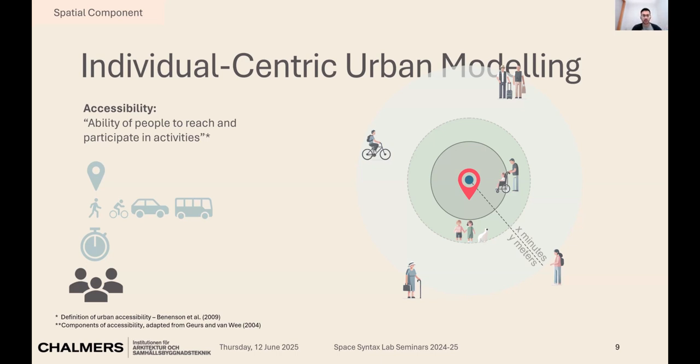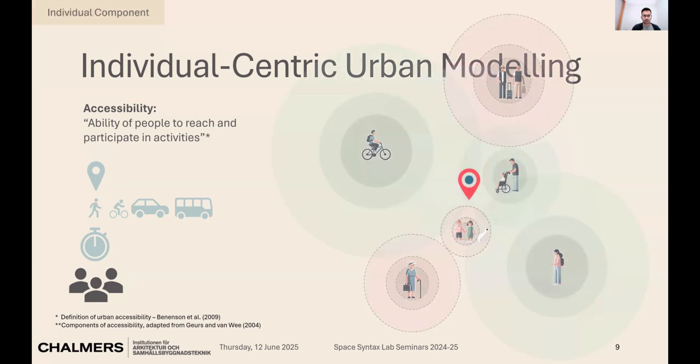And if we start looking into the individual component, it might turn out that certain individuals do have accessibility to that location, but depending on who you're looking at, you might be excluding a certain subset of the population. And that's kind of where the need for looking at the individual-centric approach arrived. How can we develop models that allow us to look at different demographic cross-sections of the population and evaluate how much accessibility they have?